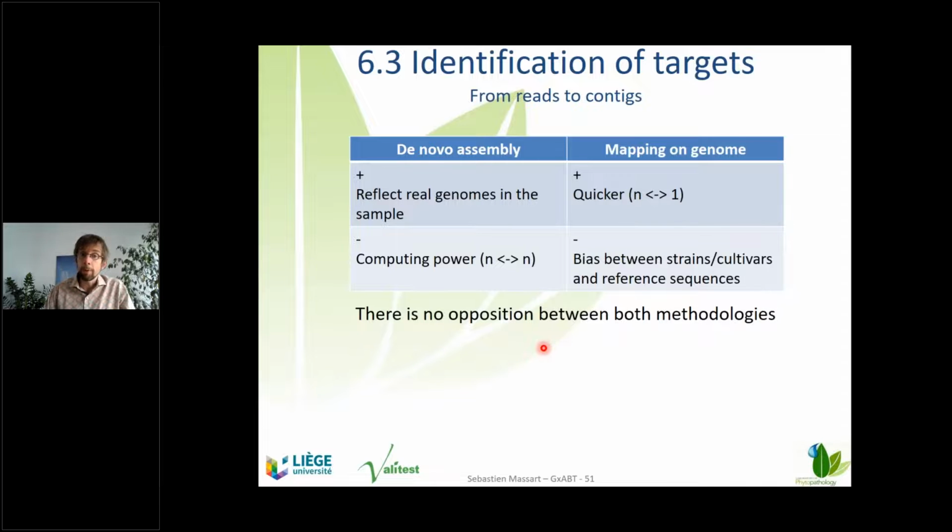That's a positive point, but you need more computing power because you will compare millions of reads with millions of reads. Whereas mapping to the genome is quicker because you analyze all your reads against a single reference genome, but there is bias between strains, isolates, cultivars, and the reference sequence. Nevertheless, there is no opposition, and some bioinformatic pipelines use both to reconstruct contigs.